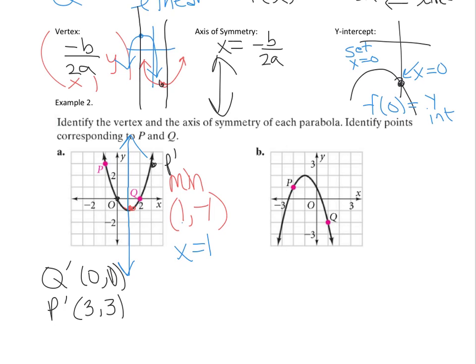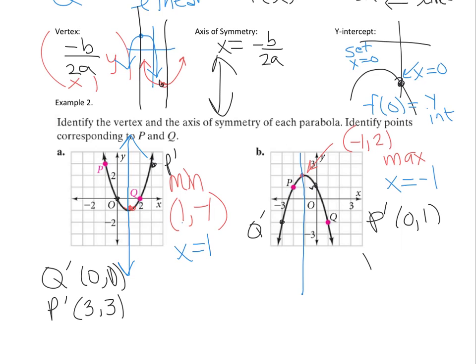And then over here, the vertex for letter B is negative 1, 2. This one has a max, by the way. The axis of symmetry has to be the equation x equals negative 1, and I'm going to draw it in. It's a vertical line. Make sure you have the equation. And then my P prime is going to be over here at 0, 1. And then Q prime is going to be at negative 3, negative 2.